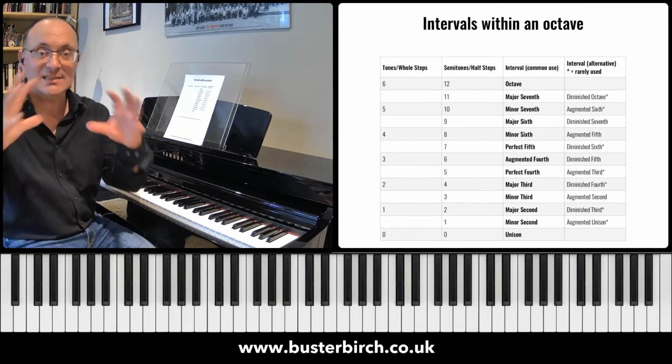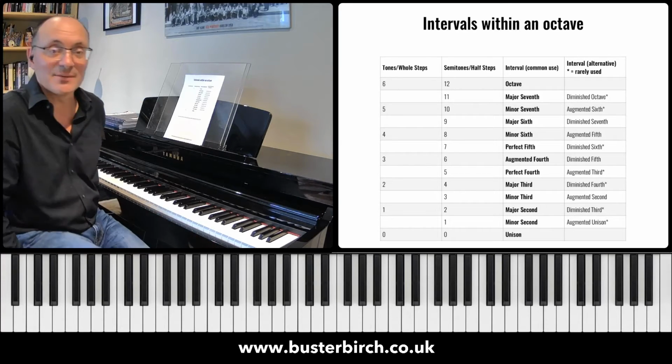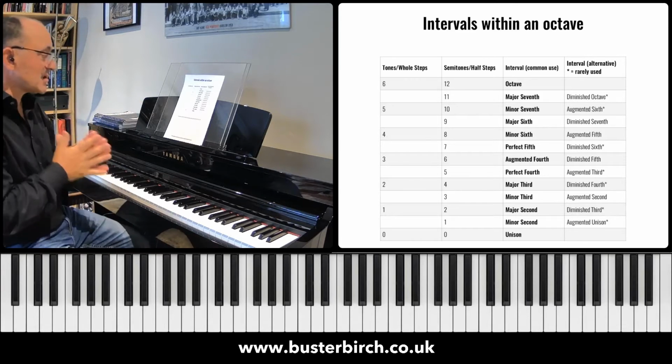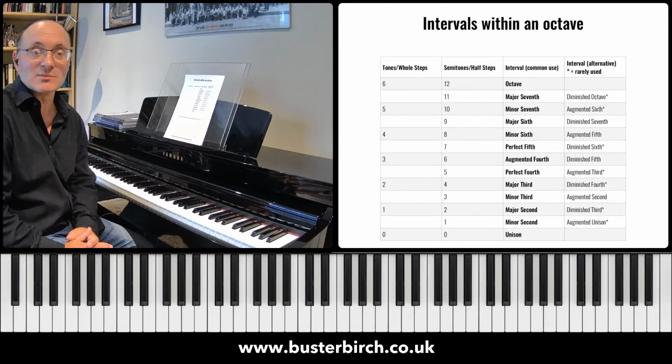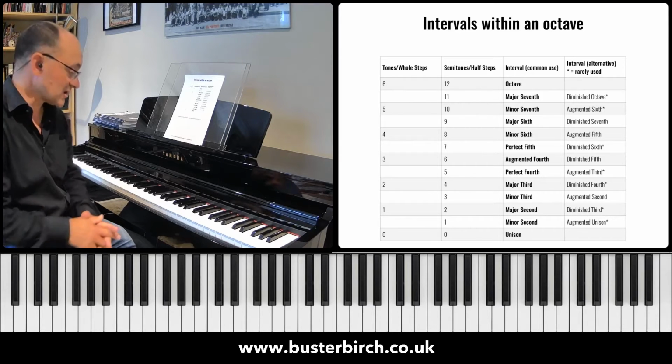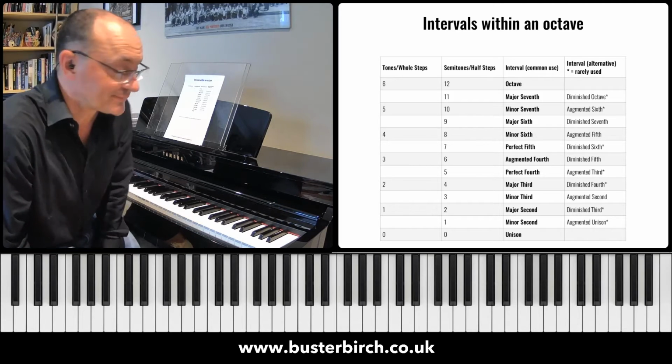There is a system there in place. It's not random, although it may seem it at first. So let's look at these intervals. As we just said, the first interval, although technically it's not an interval, is a unison, which means we play the same note twice. So if the first note and the second note are the same note, we call that a unison.